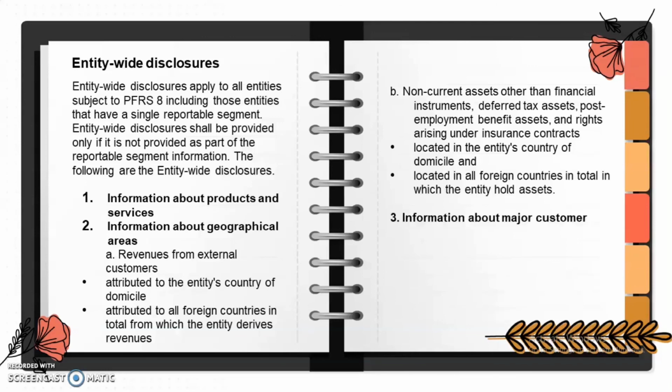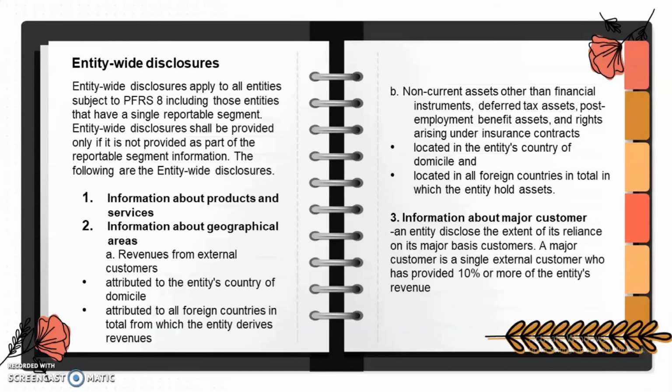And lastly, the information about major customers. Here, the disclosures for major customers are required when the revenue from a single external customer amounts to 10% or more of the entity's external revenues.